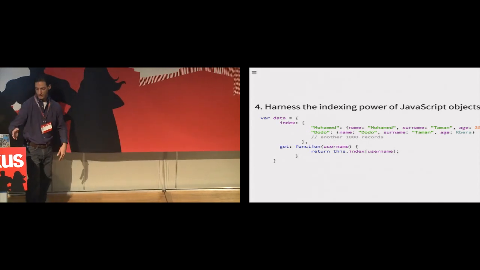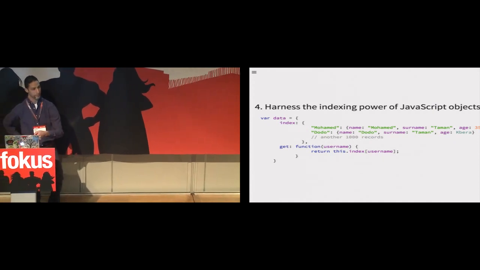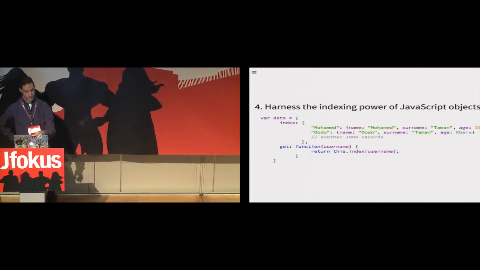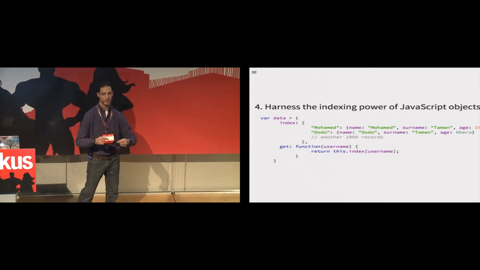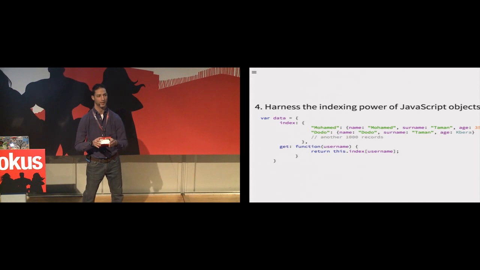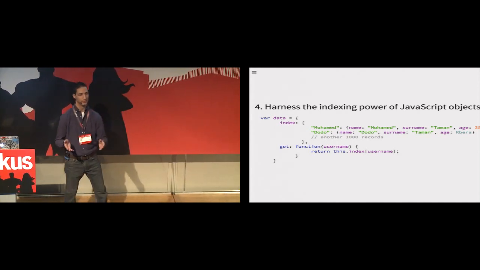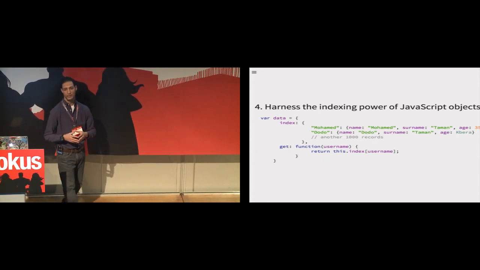Here, for example, I have a variable called data indexing. The index here is the name, Mohammed or Dudu, for example. Then I have a simple function, get from this index by username. I'm getting the full row. Instead of traversing each row to find whether the name is Mohammed or whatever, I don't have to traverse. I can get it by the index. This is very powerful.